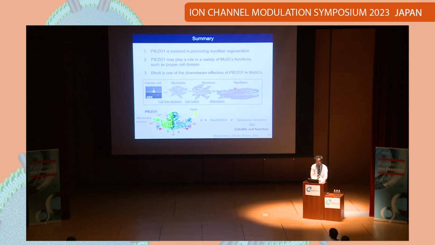So I'd like to summarize my talk. By utilizing genetic mouse models, we found that PIEZO1 is involved in promoting myofiber regeneration and may play a role in a variety of muscle satellite cell functions, such as proper cell division. And as a mechanistic finding, we found that RhoA is one of the downstream effectors of PIEZO1 in muscle satellite cells.